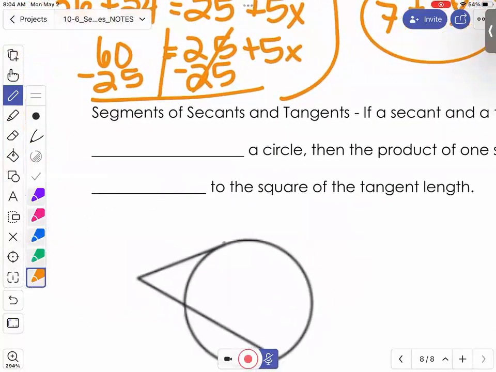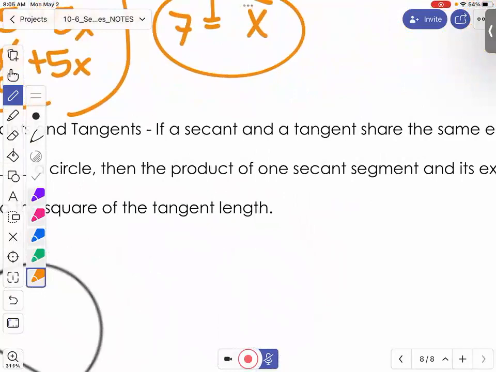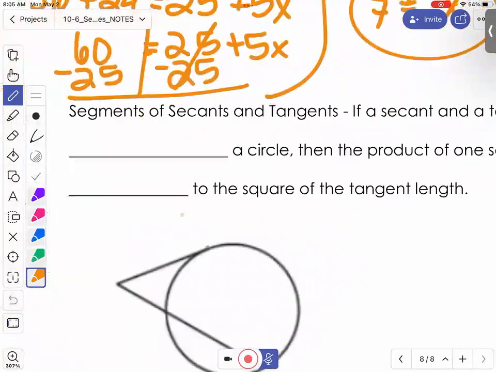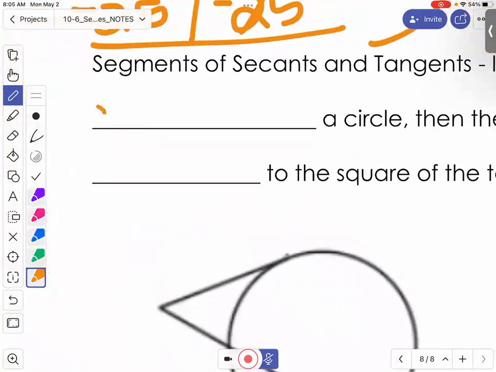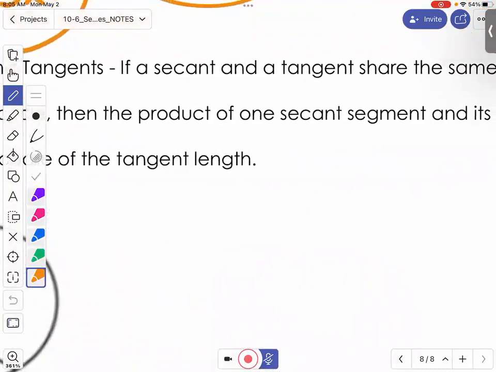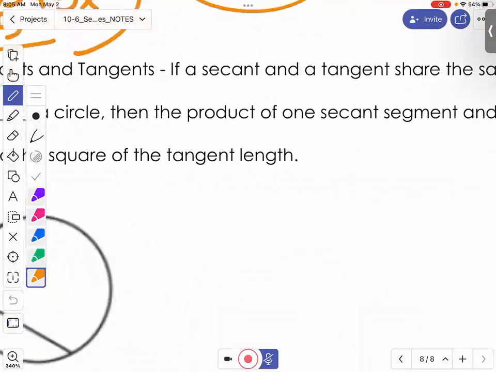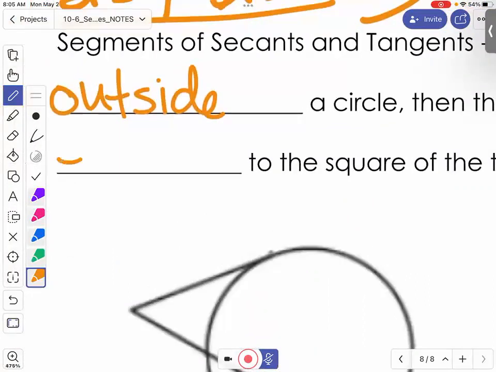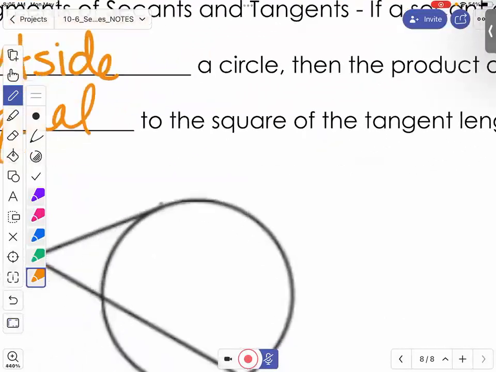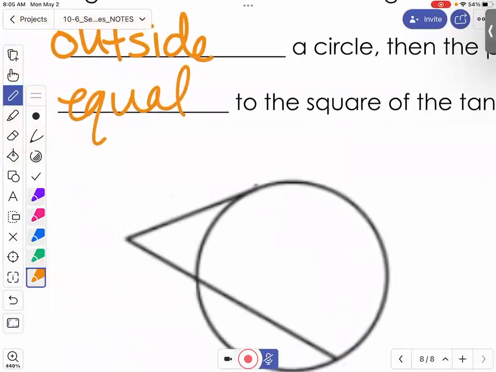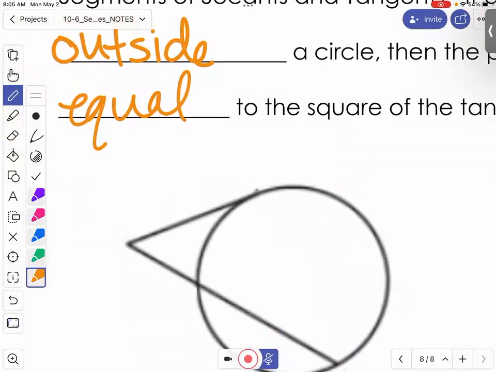All right, let's look at our last property, segments of a secant combined with a tangent. So again, it's very similar. If a secant and a tangent share the same endpoint outside of the circle, so we're still outside, then the product of one secant and its external part are equal to the square of the tangent length, meaning the square or exponent of 2.